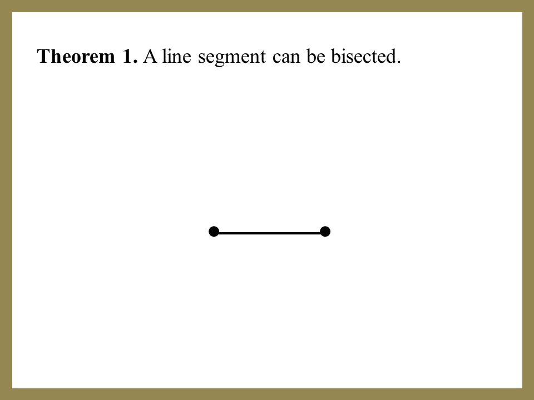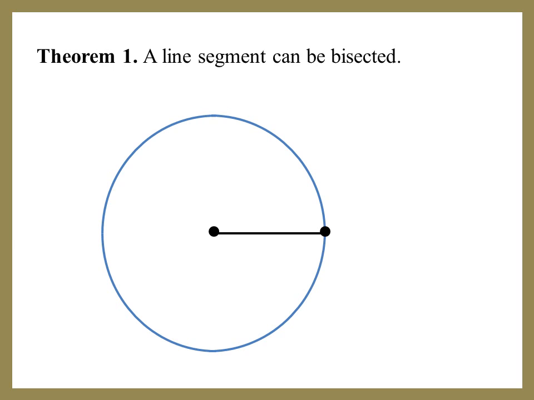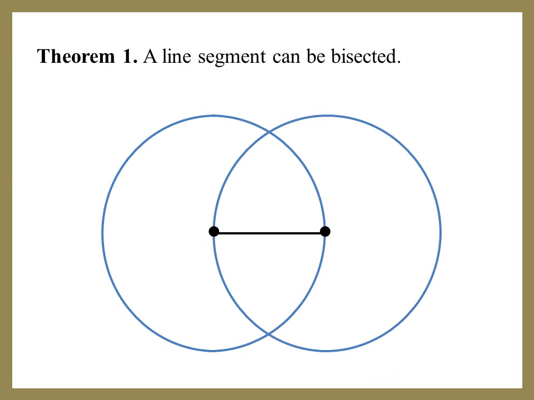In our first theorem, we prove that a given line segment can be bisected. As in the previous result, construct a circle centered on each endpoint of the line segment with radius equal to the distance between the 2 points. Find the points where the circles intersect. Join these 2 points with a new line, and the new line then intersects the original line segment at the midpoint of the line segment.